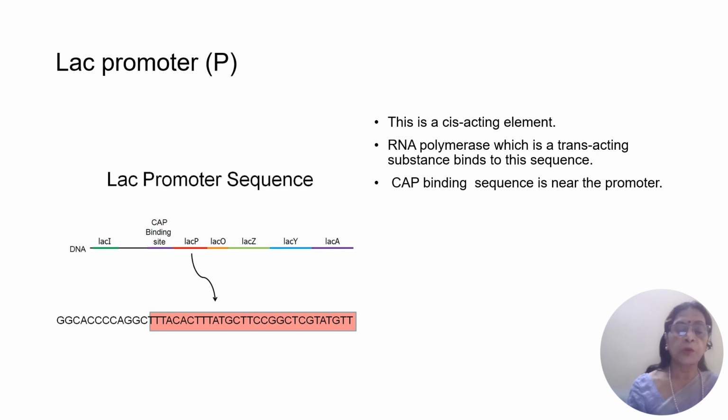This is the lac promoter sequence of E. coli. It is located upstream to the operator sequence, and the operator overlaps the promoter. Therefore, when the repressor binds to the operator, RNA polymerase cannot bind to the promoter, as the lac promoter is blocked by the binding of the repressor to the operator. The CAP binding site, where the cyclic AMP-CAP binds, is located upstream to the lac promoter sequence. The lac promoter sequence is a cis-acting element of the lac operon.